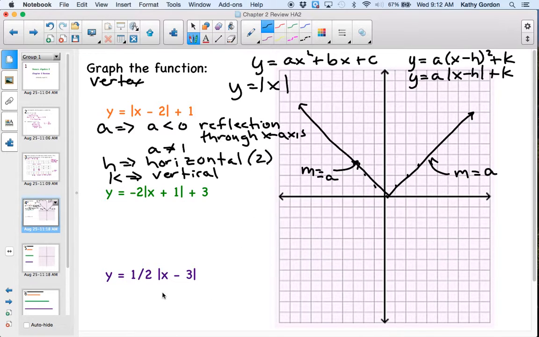What's my k value? That's the 1, because that's what gets added or subtracted on the outside. So h is added or subtracted on the inside, k is added or subtracted on the outside. And because it's a plus 1, luckily k is what it looks like. There's no trick to k, it's just h.